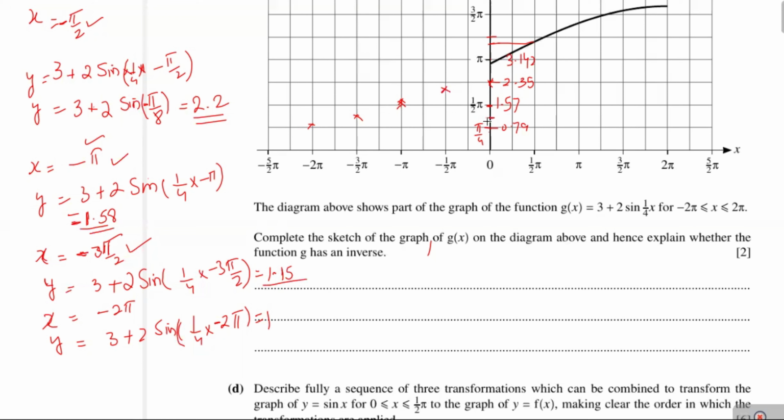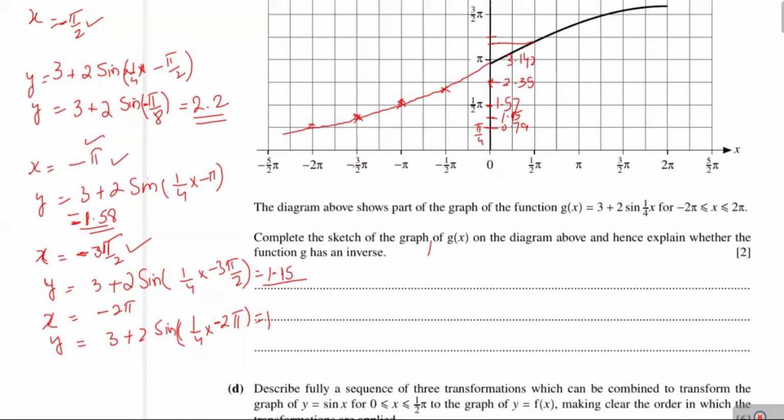We mark the point 1.15. This is the middle of 0.79 to 1.57. This is 1.15, and we mark this minus 3 pi over 2, and y is 1.15. And this is the point. Same, next is minus 2 pi, y equal to 1. Now we join these points and we get the graph.